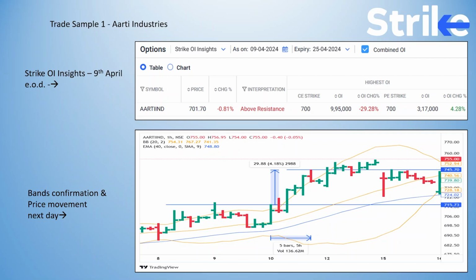Next day morning, after the initial 1 hour of trade, the band started expanding. And once the band started expanding, coupled with the reduction in call open interest, we saw a 4% further move. So out of the 6% move, we could have captured a 4% move.